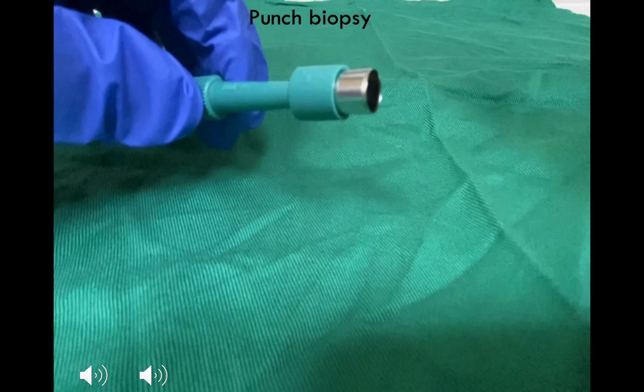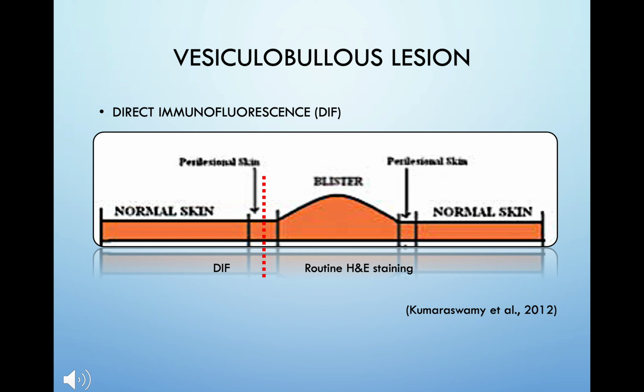For vesicular bullous lesions like pemphigus vulgaris or mucous membrane pemphigoid, which is more commonly encountered, DIF or direct immunofluorescence can be considered as one of the tests apart from routine H&E. So in this case, perilesional skin will be taken as specimen instead of the blister. And after the biopsy is done, the specimen will be divided into two. One will be immersed in formalin, and another half will be sent for DIF.